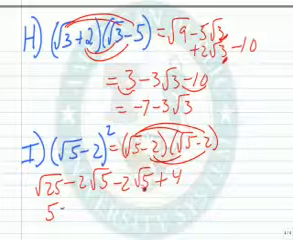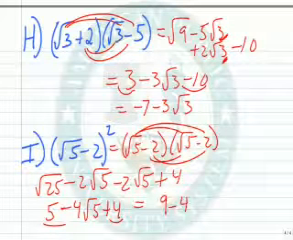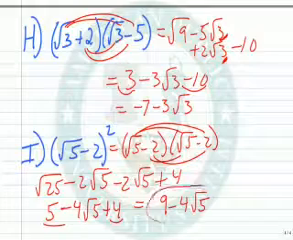Minus 2 times the square root of 5 minus 2 times the square root of 5 is minus 4 times the square root of 5, plus 4. Putting our numbers together, we have 9 minus 4 times the square root of 5.